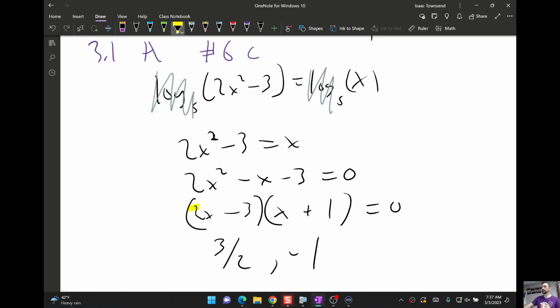I saw a few factorings where you guys didn't put a 2 there. If you don't put a 2 here, x times x is only x squared, not 2x squared. FOIL it together and make sure that it works.